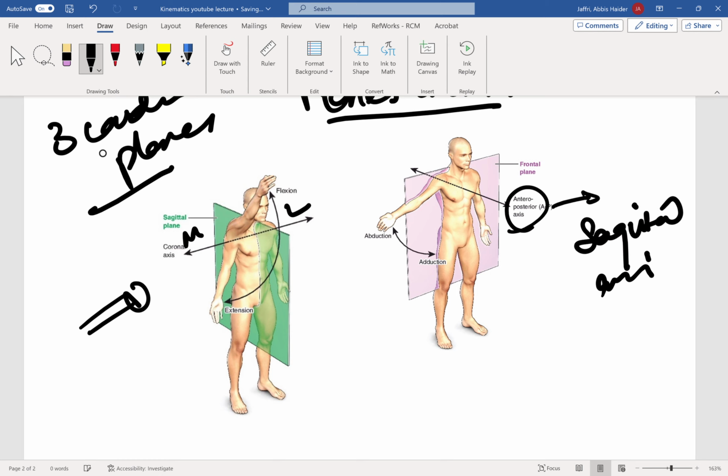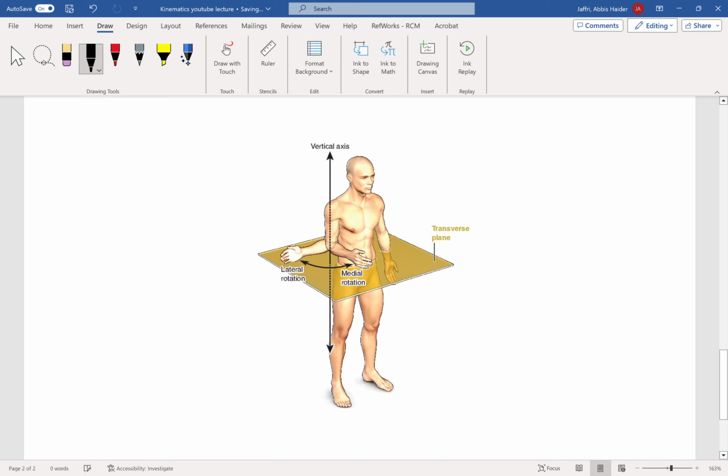Okay. Similarly, your rotational motions, like your rotation of your cervical spine, medial rotation, lateral rotation, all of these are happening at the transverse plane, and the axis for that is the vertical axis. So think about that. This is the vertical axis. Any circular motion is happening around that.